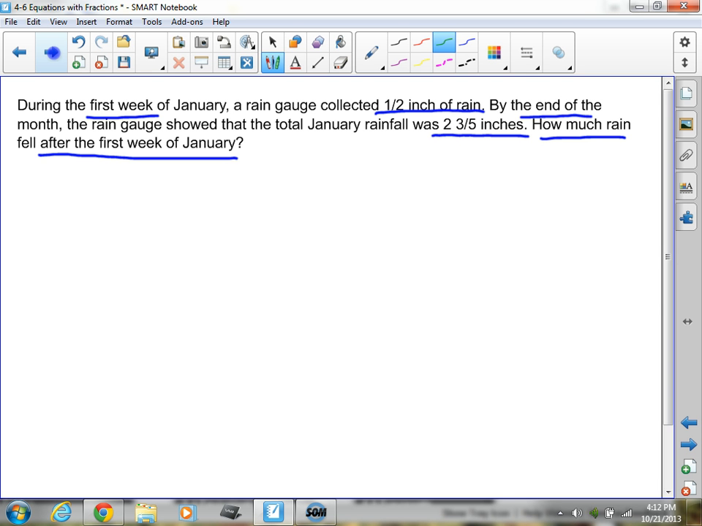I know that we started with 1/2 inch of rain. We ended with 2 3/5 inches of rain. I know that I take the 1/2, add it to what rained in the middle of the month to get to the end. So I'm going to have that as my variable. How much rain fell after the first week of January? That's going to be my variable. That's what I want to find the answer to.